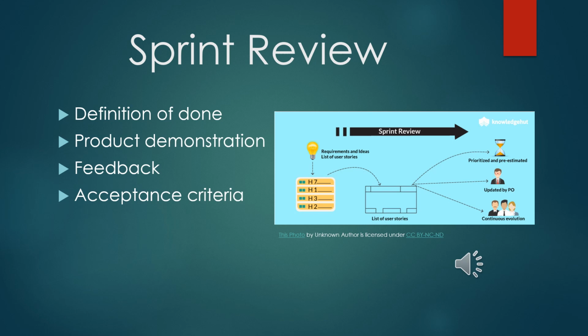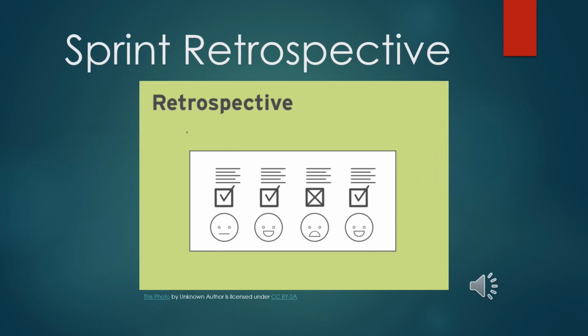All items not ready for release, also called incomplete items, are returned to the product backlog. At the end of the sprint, the team conducts a sprint retrospective ceremony or meeting, where the team evaluates its own performance and suggests improvements for the next sprint.